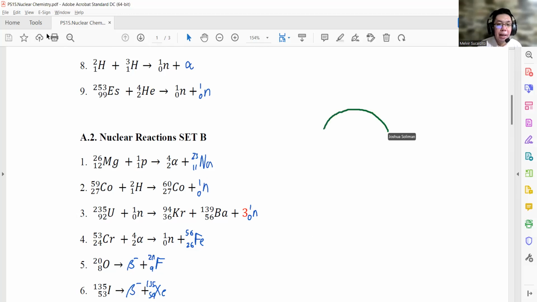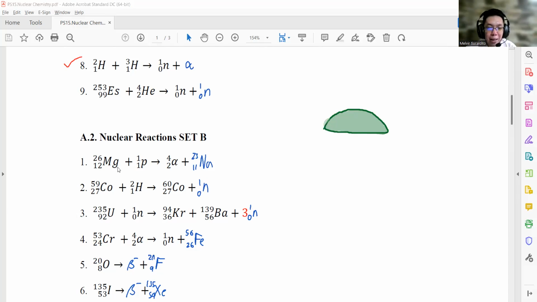For number 8, when you combine deuterium tsaka tritium, you'll form alpha particle and neutron. Okay, good. Tapos, correct tong number 8. Correct yan.